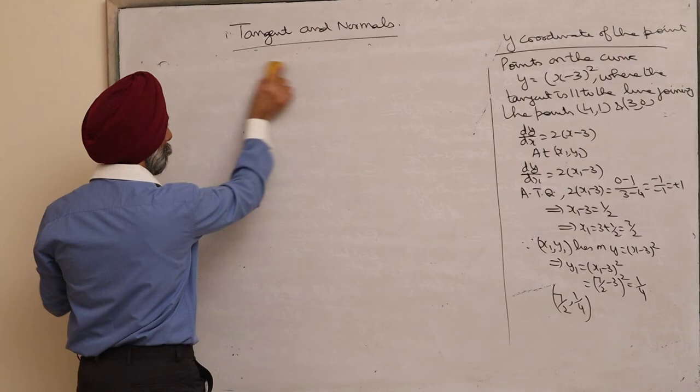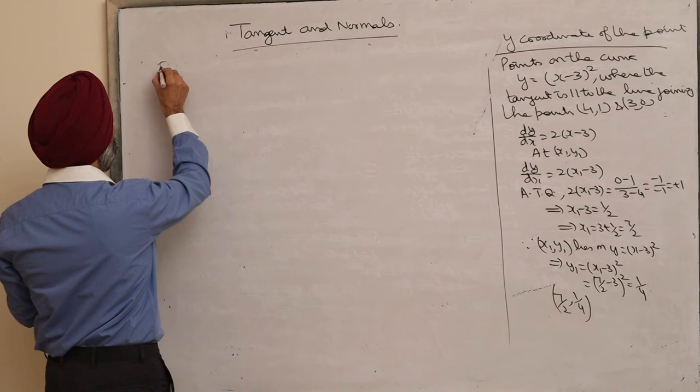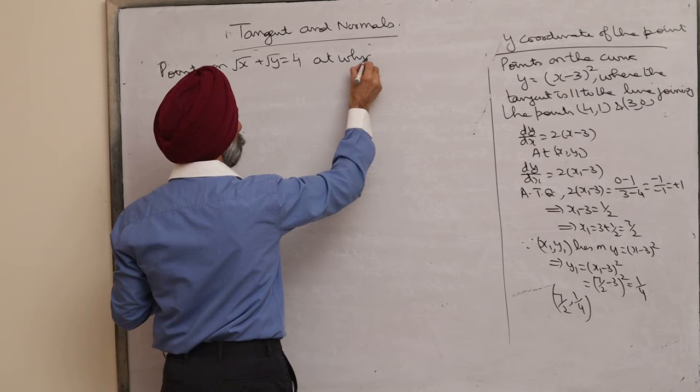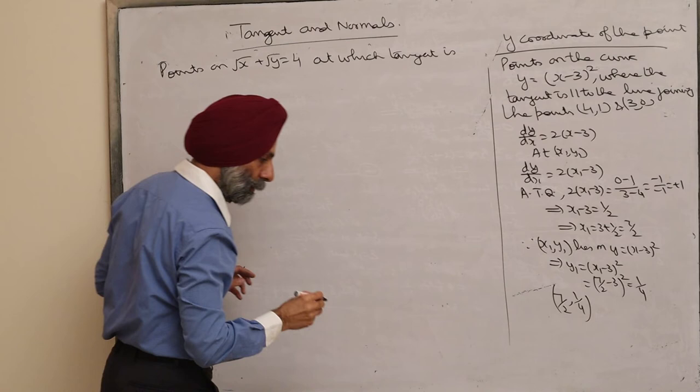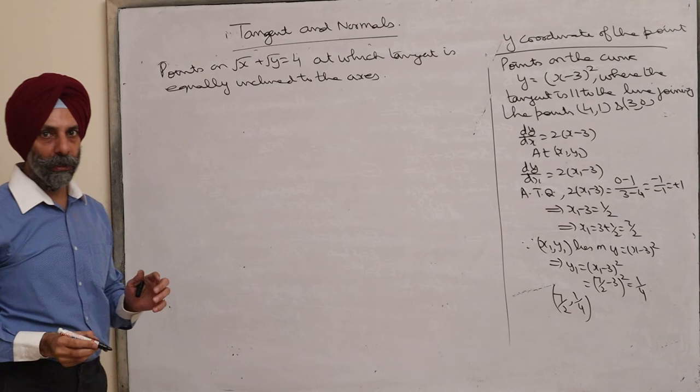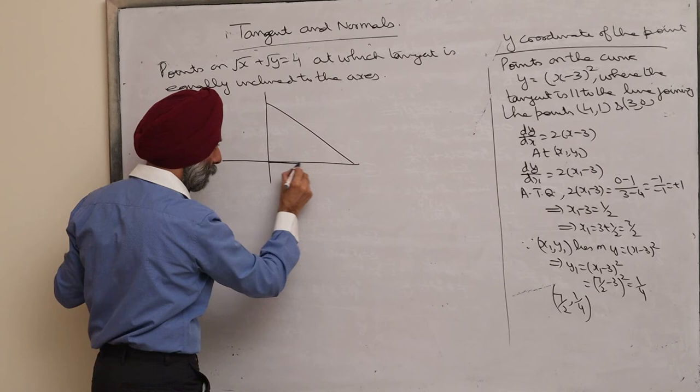Next is: find the points on root x plus root y is equal to 4, at which the tangent is equally inclined to the axes. Now what do you mean by that, the tangent is equally inclined to the axes? You can see that this is the tangent, it makes equal angles with the axes.